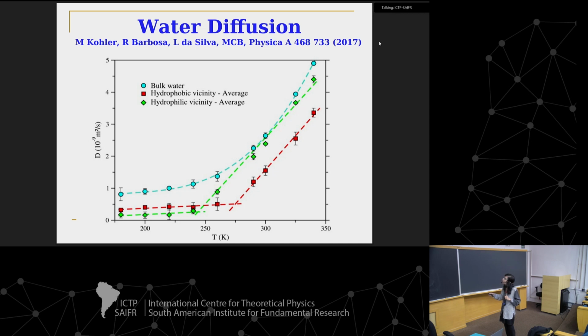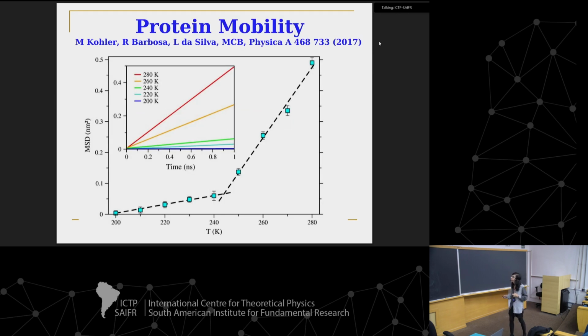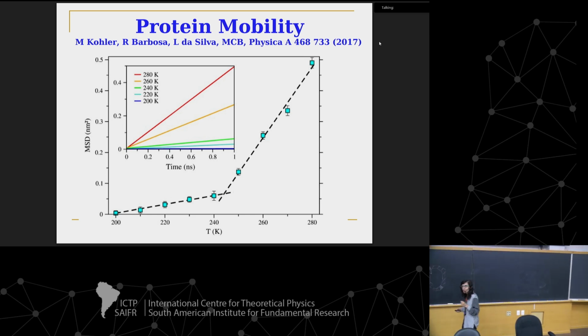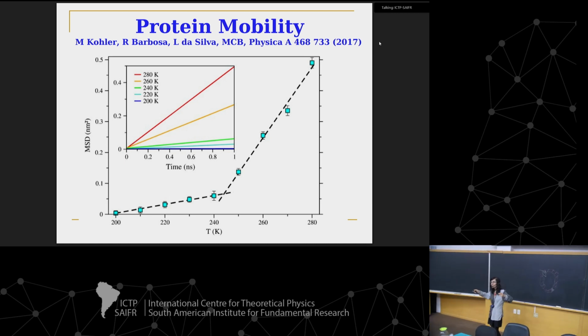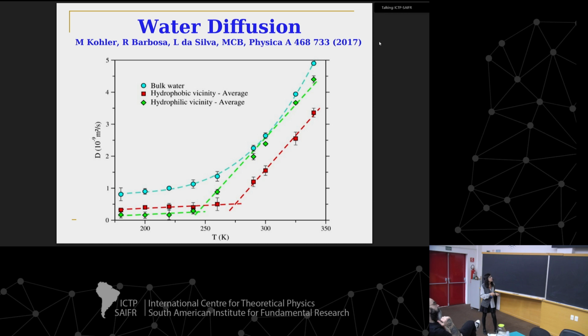So here, I should have put the same numbers, but we are very close to this region in this region, okay? Even though the graph, so this is the mean square displacement, and this is the mean square displacement of the protein. So the protein somehow is also moving in a kind of coordination with the water in the hydrophilic sites.